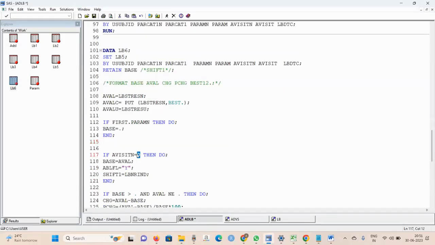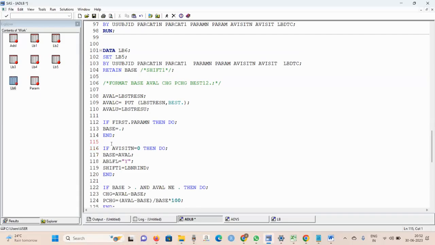So 0 hours. If visitnum equal to 0 hours, the visit which is screening. Because this is numeric format, it doesn't show any quotations. Then the base should be AVAL. Then analysis baseline flag equal to Y. So if base is AVAL, that value would be considered as the baseline flag, because whatever we give as the base value for the analysis, that value should be kept as Y. I'll show you, one second.